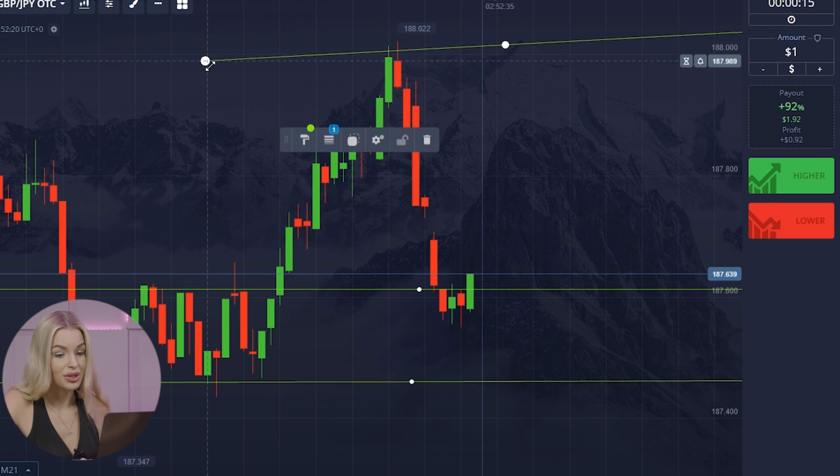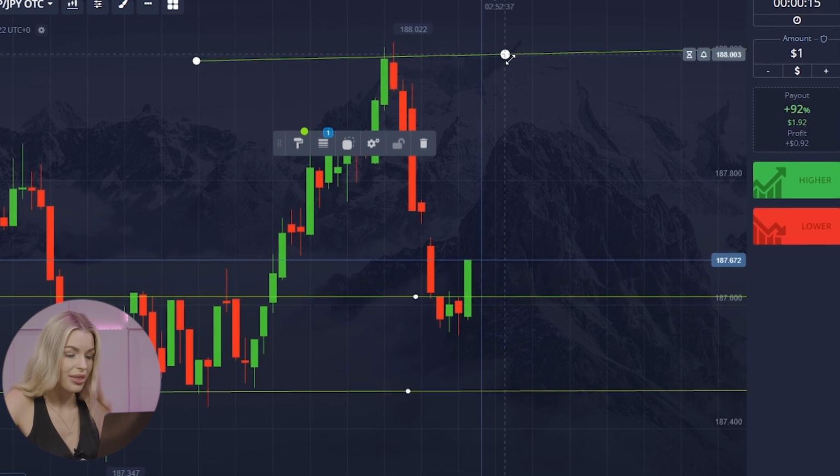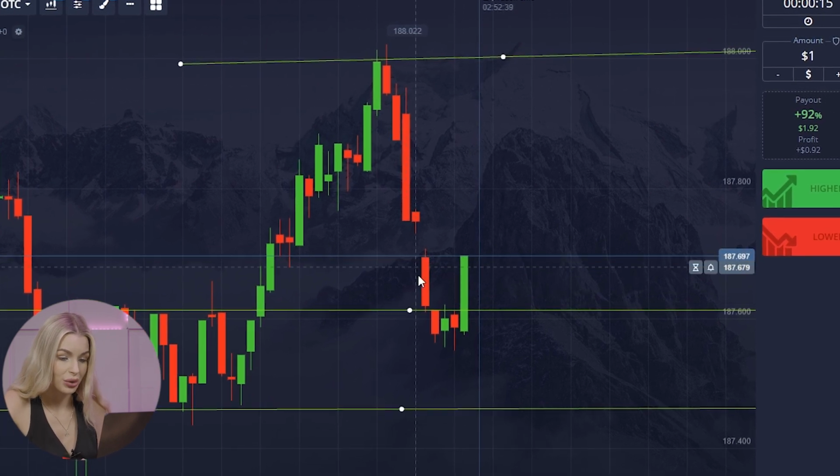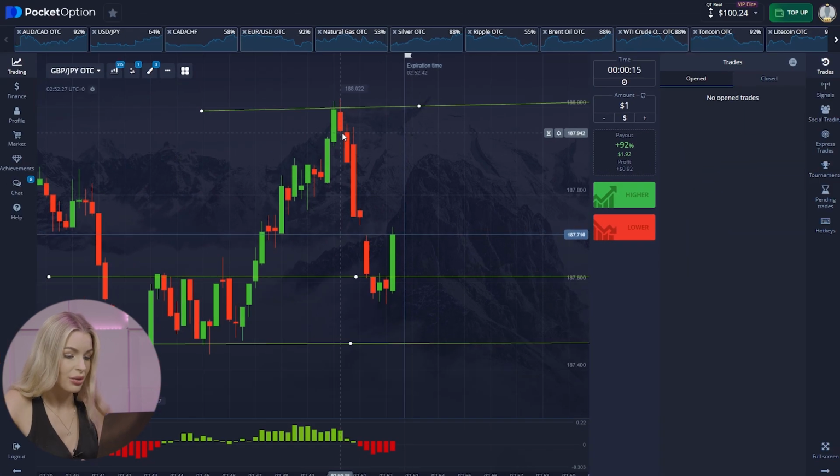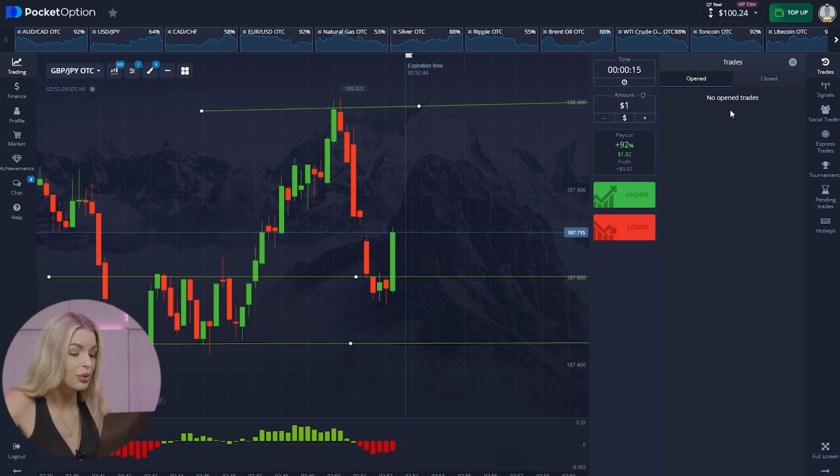Here you have to look closely at the shadows. The area from the upper candle's shadows to the lower candle's shadows is the imbalance. Now that we have found it, we just need to stock up on patience and wait for the chart to return to this level. It can happen in a few seconds or take several minutes. Let's be patient and wait.